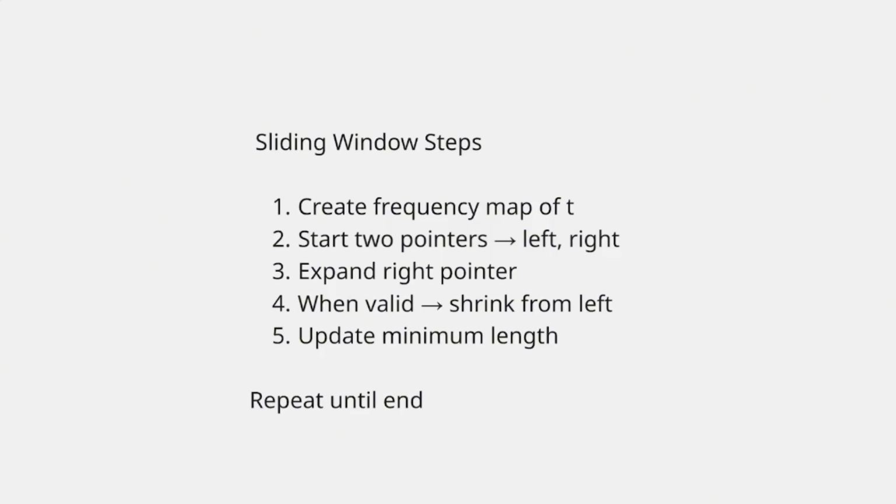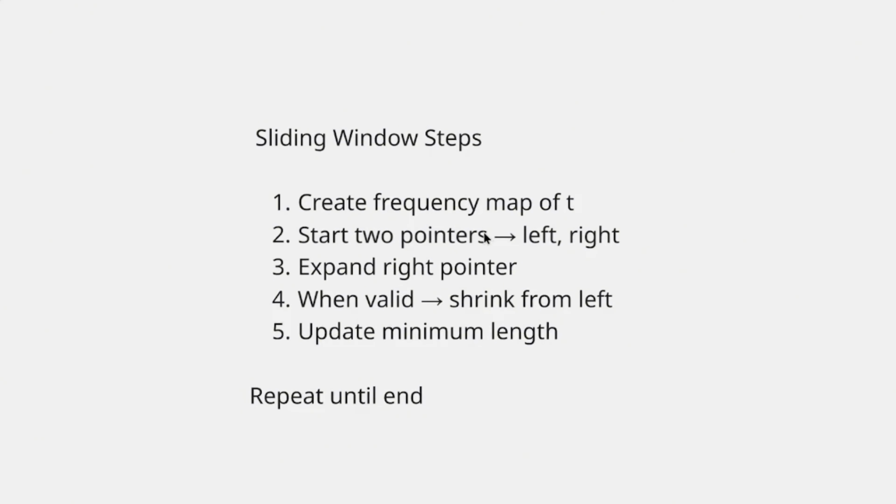In step 1, move right and expand the window and include the characters. In step 2, once the window becomes valid, shrink from the left, and keep updating the minimum length. So basically: expand, valid, shrink, update answer, and repeat the process. It is a simple idea, but very powerful. So you all have one question: how do we check if it is valid or not? How do we know the window contains all characters of T? So we use a frequency map.